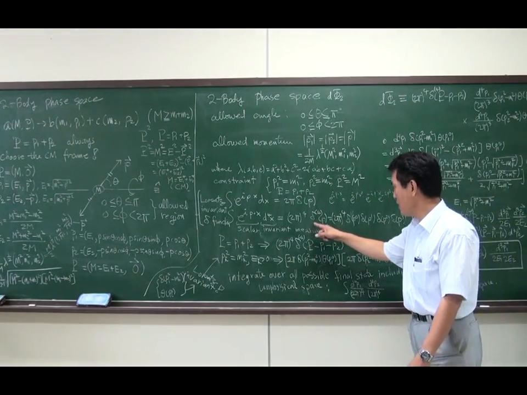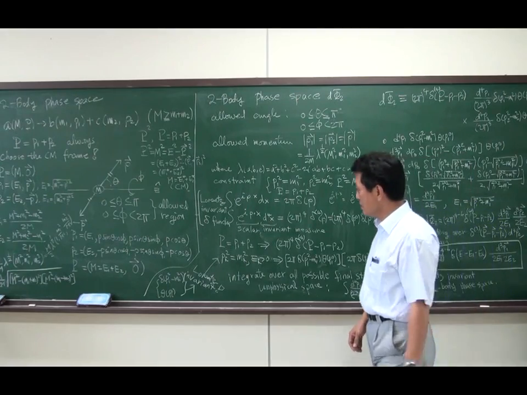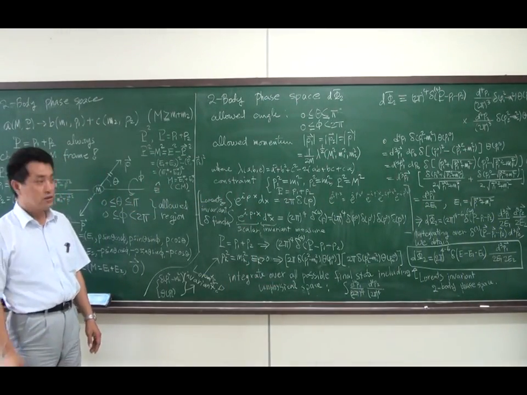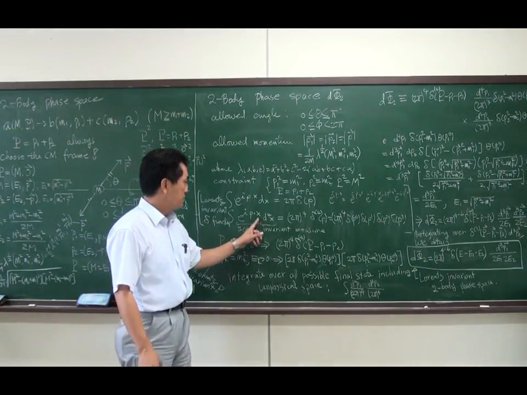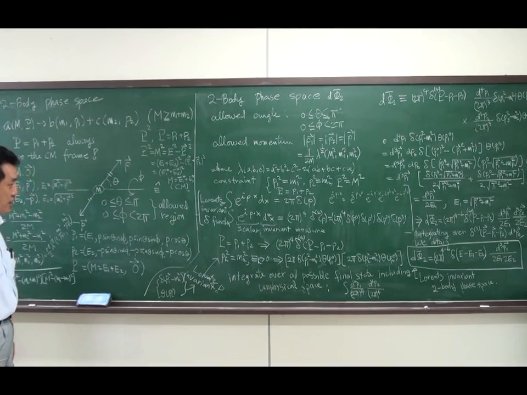If you look at the right-hand side, it is not clear whether it is Lorentz invariant or not. However, this p dot x is already a Lorentz invariant quantity, and we learned that the four-dimensional integral measure is Lorentz invariant again.